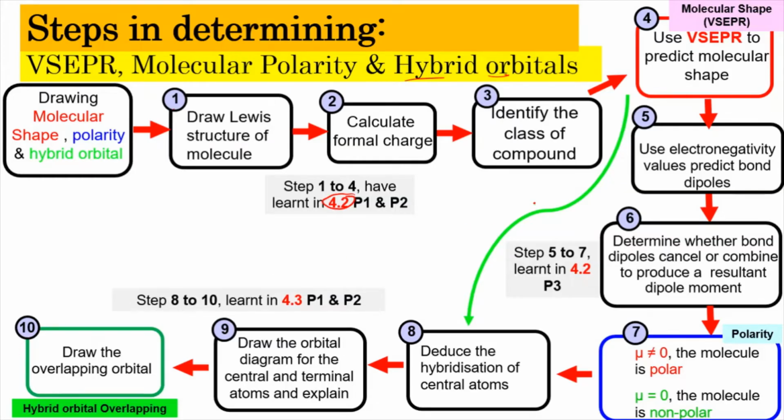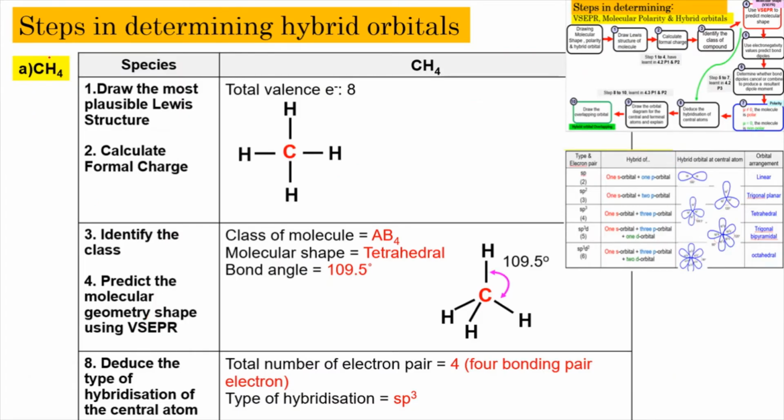However, if the question didn't ask about polarity, you can just use step number 1 until step number 4, and then you just skip 5, 6, and 7, where from number 4, you go straight away to number 8, 9, and 10. Okay, so there are 2 ways: whether you want to use 1 until 10, or you can use 1, 2, 3, 4, and then directly 8, 9, and 10. There are a few ways depending on what the question is asking. So now let us look into step 1, 2, 3, 4, and then the green line here, 8, 9, and 10. Let us look into the example of CH4 here.